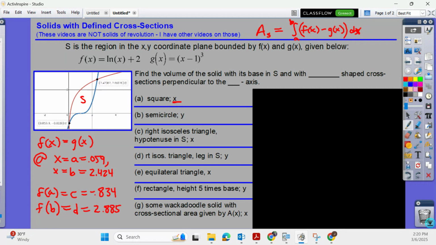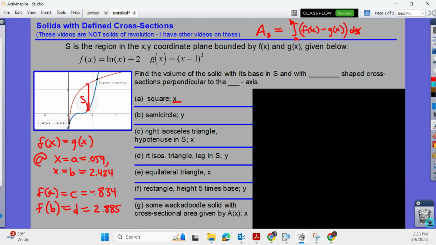If I want square cross sections, the idea is this distance here at every x value along this interval, the distance between the two functions, is the base of a square. It's the side of the square. And the square comes out of the screen at you. So when that distance is longer, it's going to be a taller square. And when it's shorter, it'll be a little shorter. And it goes down to a point over there.